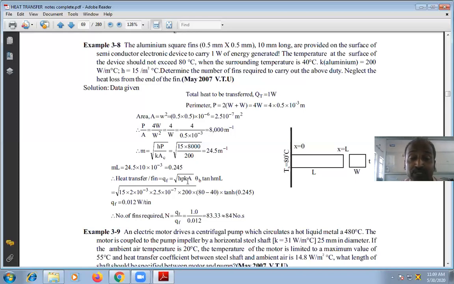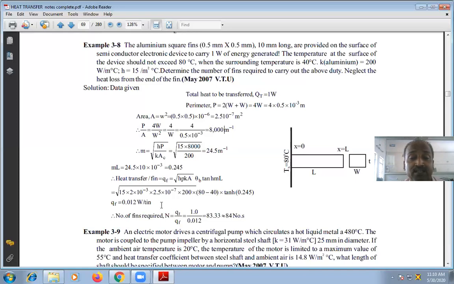So heat transfer per fin, individual fin, how much heat transfer is there? That is root of h P K A times theta B times tan hyperbolic m L. You should not be confused. h means convective heat transfer coefficient, that is 15, already given. Then P, perimeter: 4 into 0.5 is 2, that is given. Then thermal conductivity is 200. And area is 2.5 into 10 raised to minus 7.